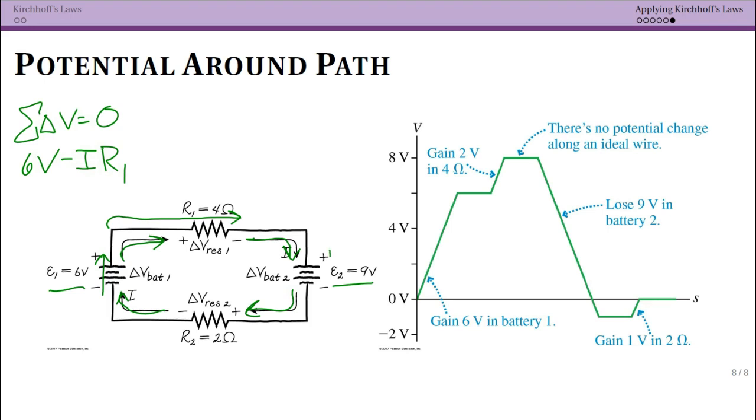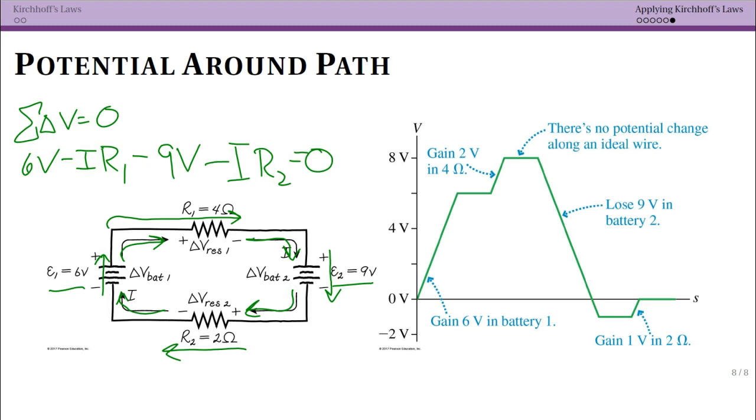Now I get to this. Note that I'm going from positive to negative, so I have minus 9 volts. I get to this resistor, and I'm going to have minus whatever my current is. I don't know the current. I times R2, and that must equal 0.